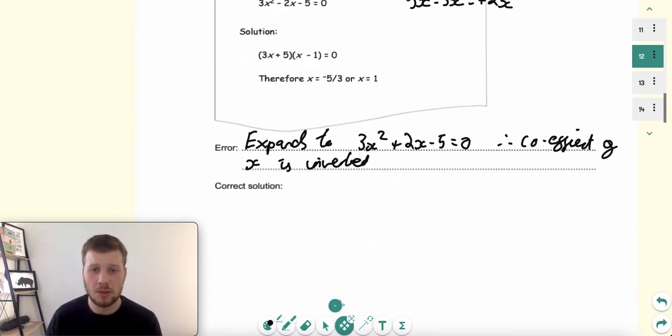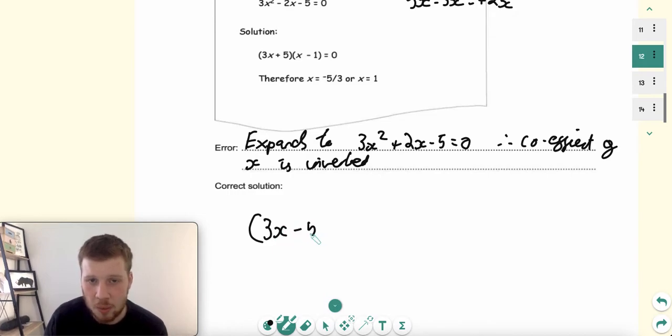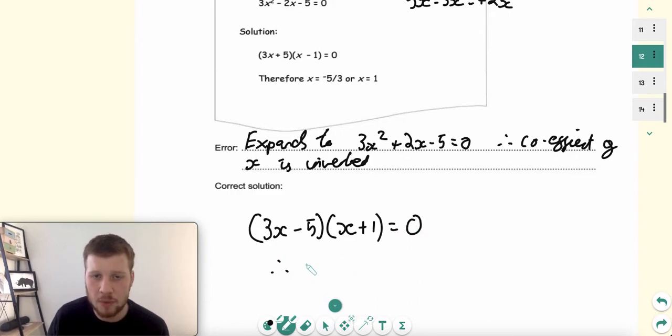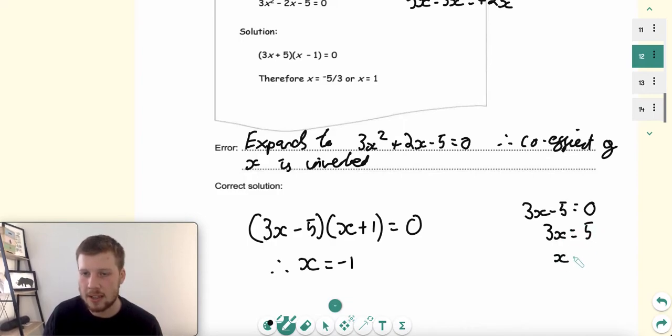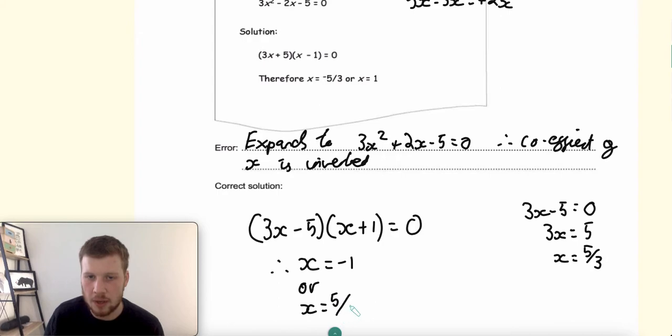So therefore my correct solution, well, like I've just said in my error, this plus 5 should be a negative 5, and this negative 1 should be a positive 1, so I don't need to go through all of this process of factorising it again. I can just write down that 3x take away 5, and x plus 1 is going to be equal to 0. So therefore my values of x are going to be equal to negative 1, and then I'll need to actually solve this. So 3x take away 5 equals 0, so 3x is equal to 5, and x is equal to 5 over 3, and this time it's positive, so x is equal to 5 over 3.